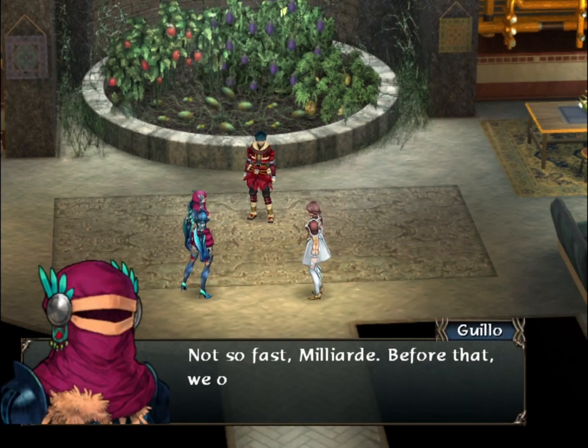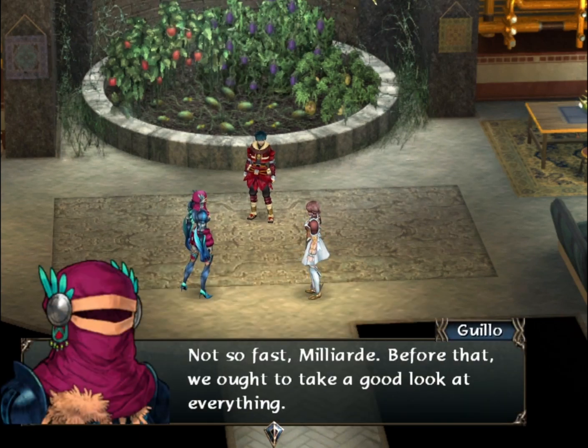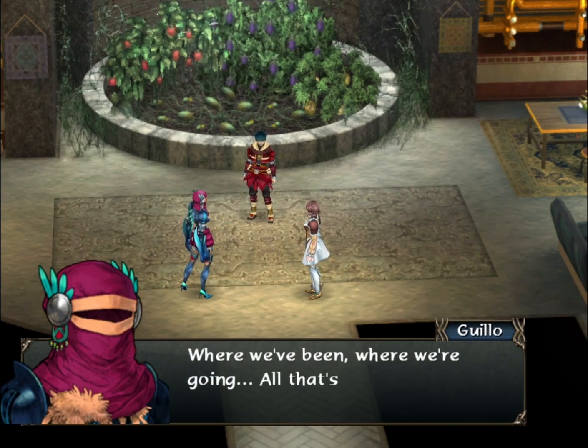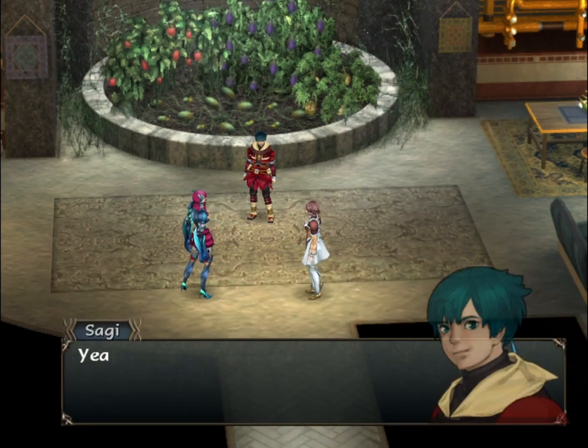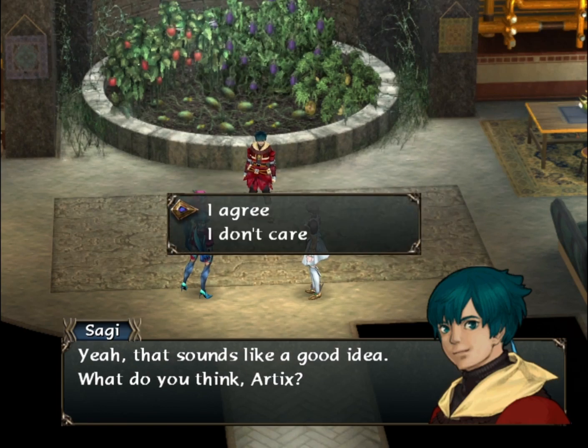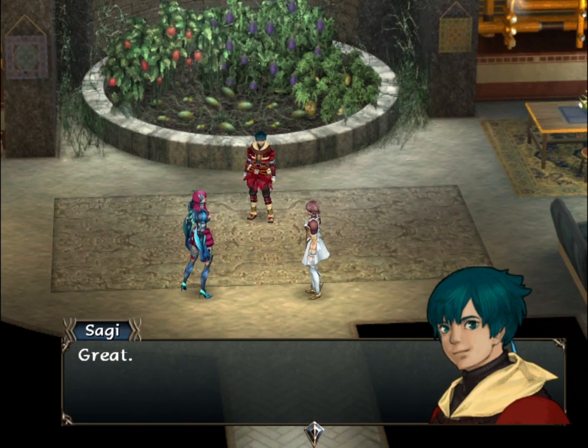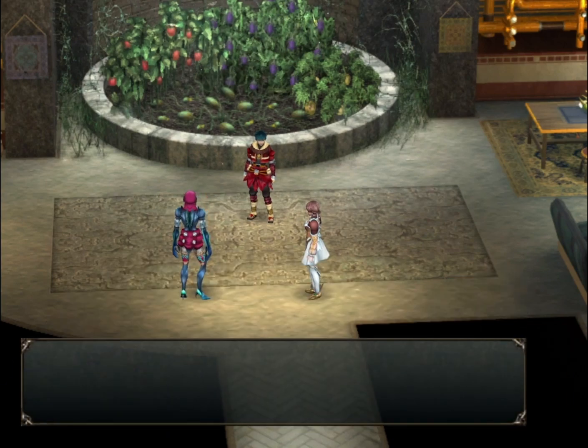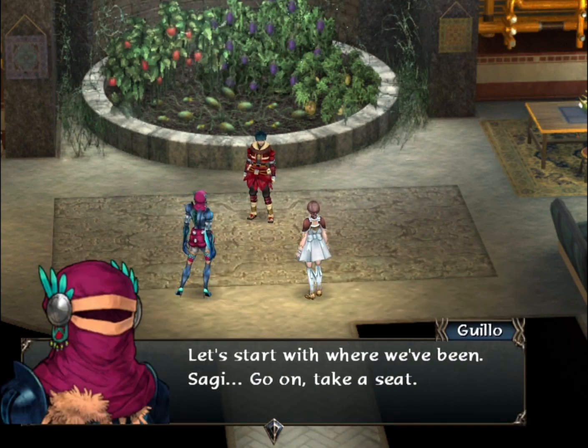Why don't we take it easy? We ought to take a really good look at everything that's transpired, where we've been, where we're going. We are professional travelers. That sounds like a good idea. Also, can we not crash on the ship? Is that not like a thing? Great. I feel like that should be a thing. Let's start with where we've been. Sagi, go on, take a seat.